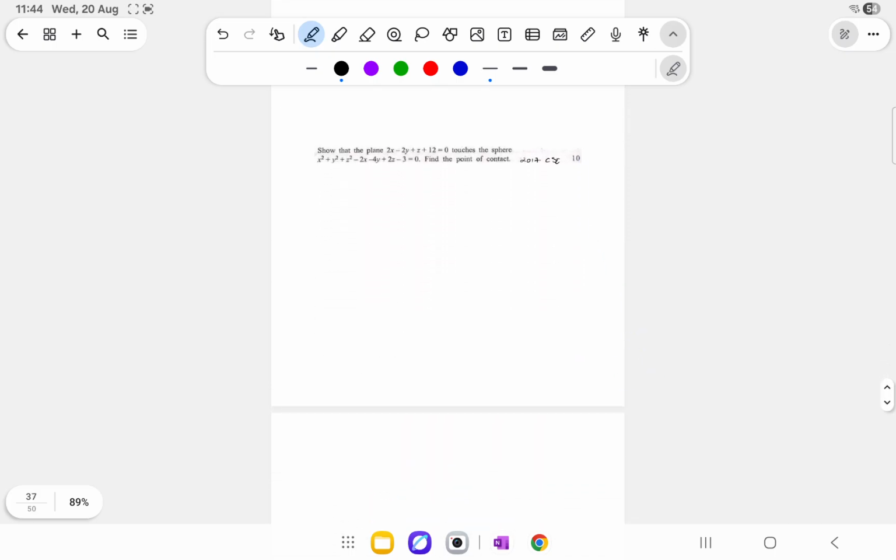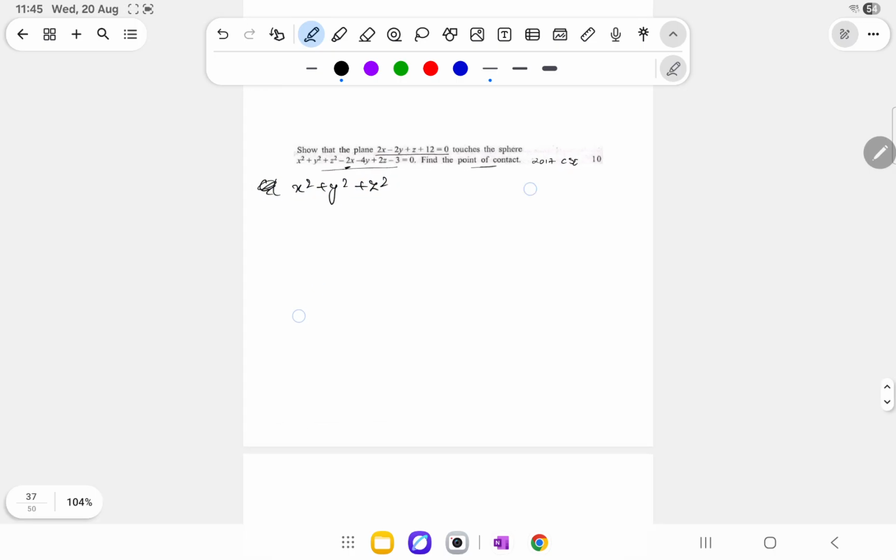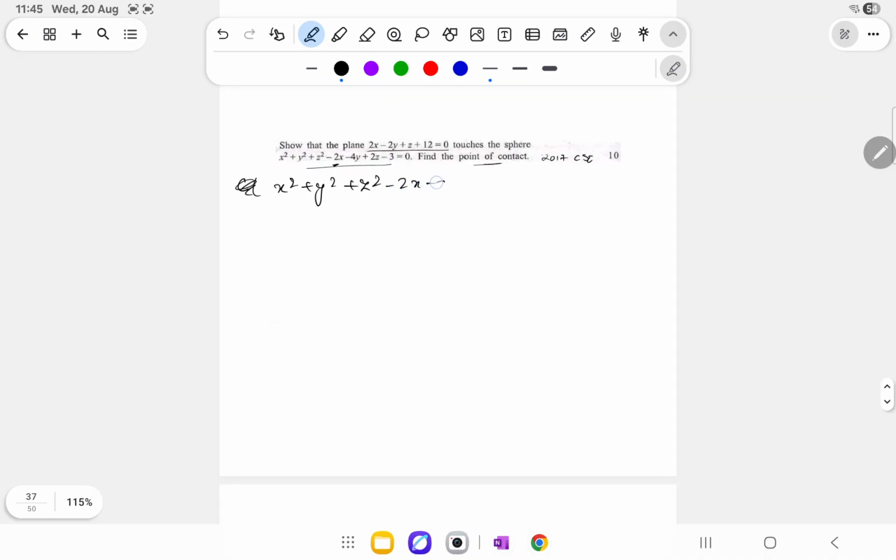So the next question says show that this plane touches the sphere. Also find the point of contact. Okay. So if we can show that the perpendicular distance between the center of the sphere and this plane is equal to the radius of the sphere, then we are good to go. So my equation of sphere is x square plus y square plus z square minus 2x minus 4y plus 2z minus 3 equals 0.